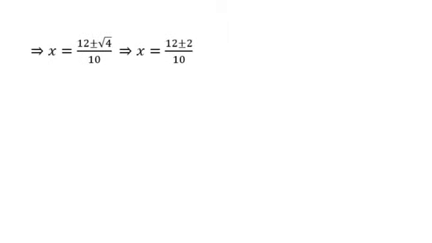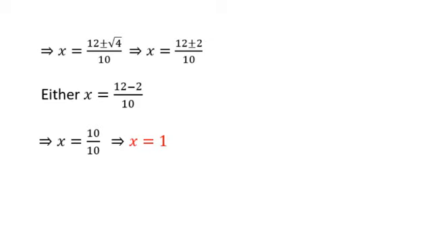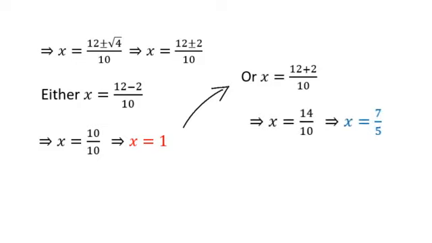We'll have x equal to 12 plus or minus the root of 4 divided by 10, which will give us x equal to 12 plus or minus 2 divided by 10. Either x is equal to 12 minus 2 all over 10, such that x is equal to 10 over 10, which implies that x is equal to 1, or x is equal to 12 plus 2 all over 10, such that x is equal to 14 over 10, which implies that x is equal to 7 over 5.